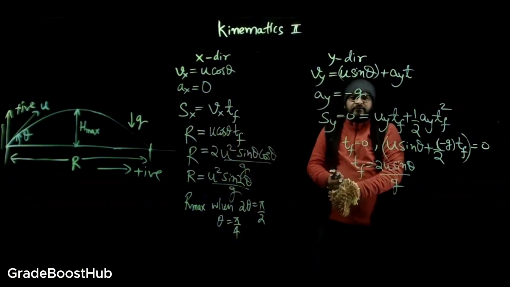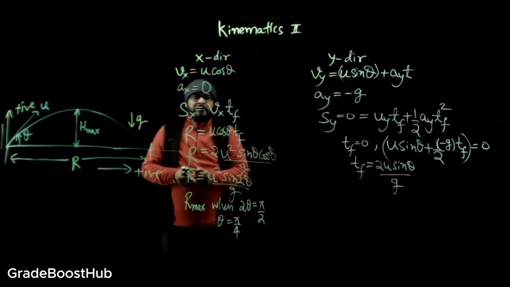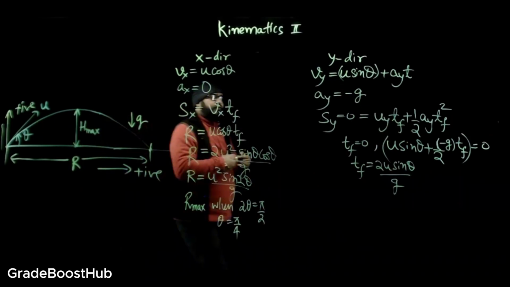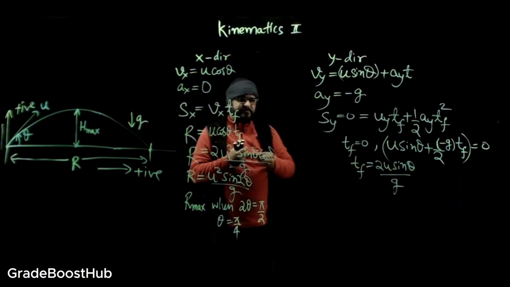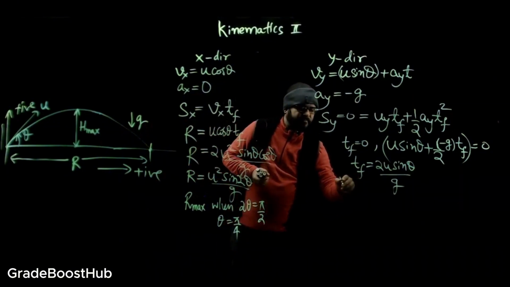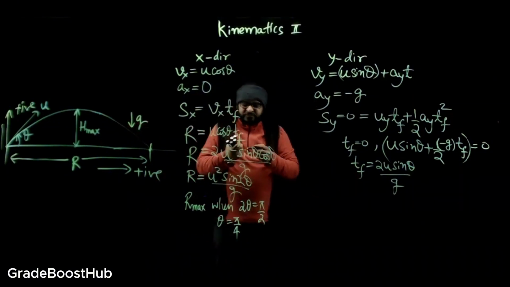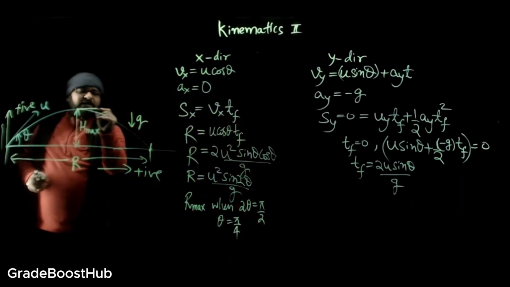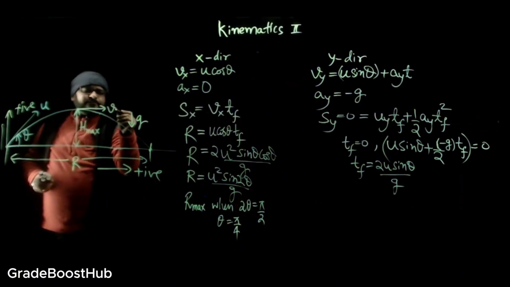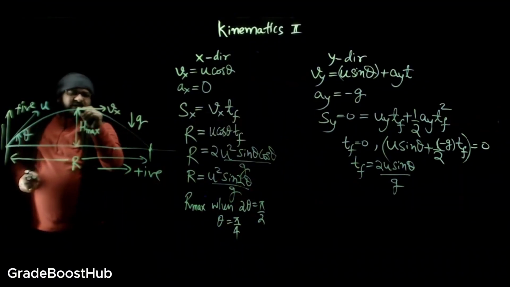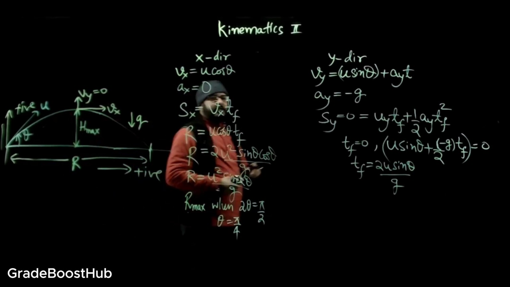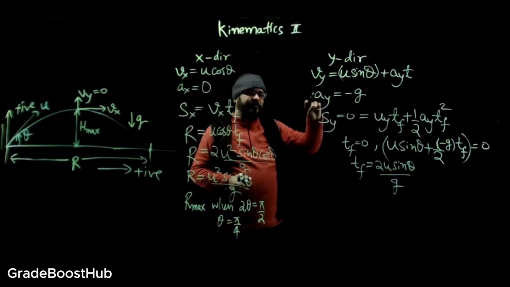Okay, now let's go for the next point, that is the maximum height. H max, what do we do? What is the condition for H max? At the highest point, what is happening? The projectile only has the horizontal velocity. Here, it doesn't possess any Vy, right? If it possessed any Vy, it would be going further high.